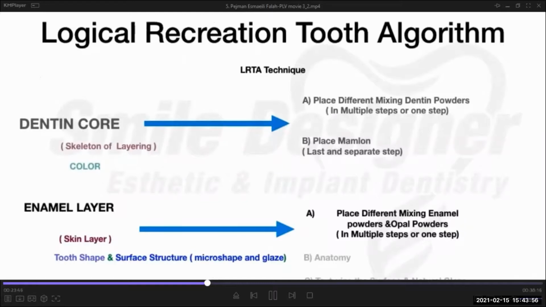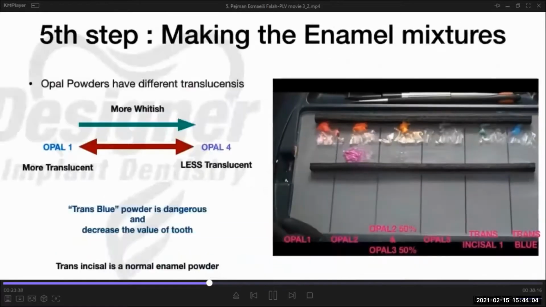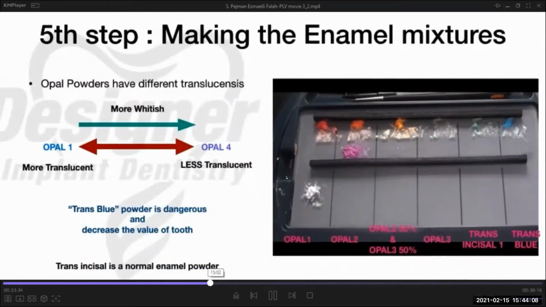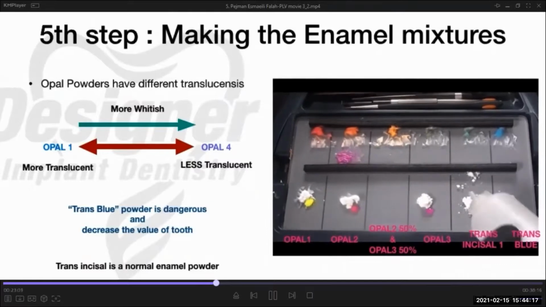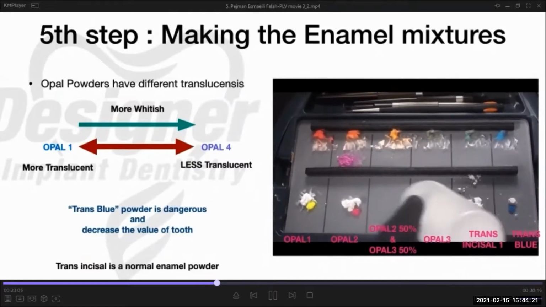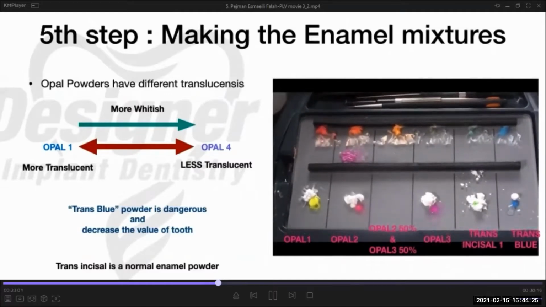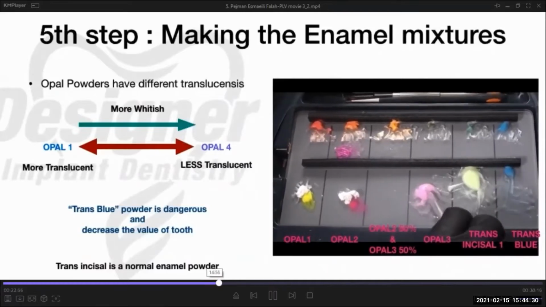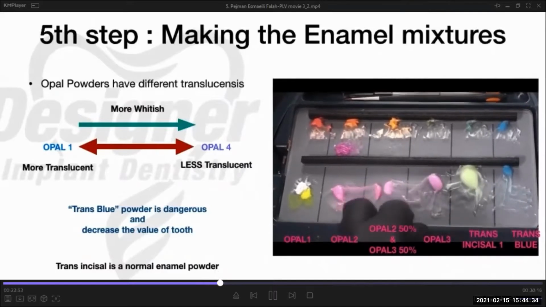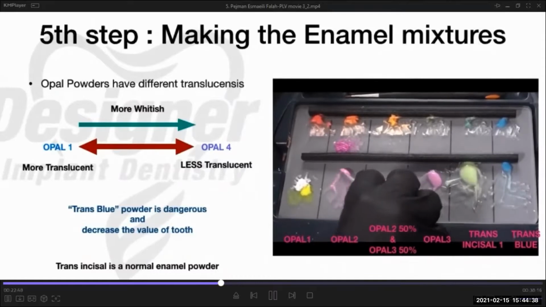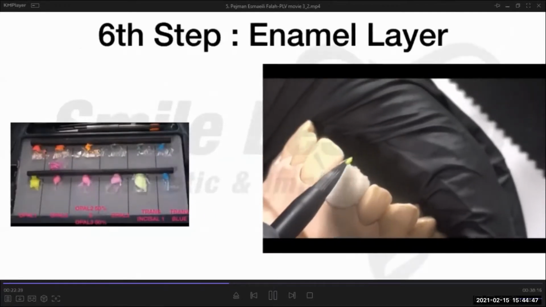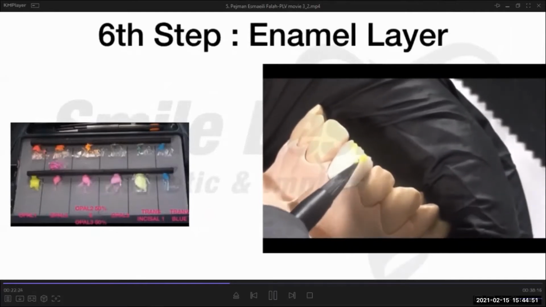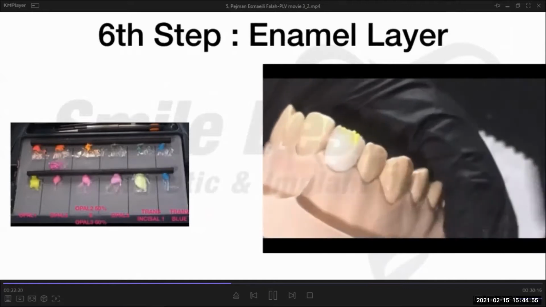Now the dentine core is finished, and for the enamel layer we use translucent powders of different translucencies. Opal 1 is the most translucent material in the opal powders and is used in translucent areas like the incisal edge, mixed with each other like dentine powders. Opal 1 is a translucent material and is applied between the mamelon gaps.